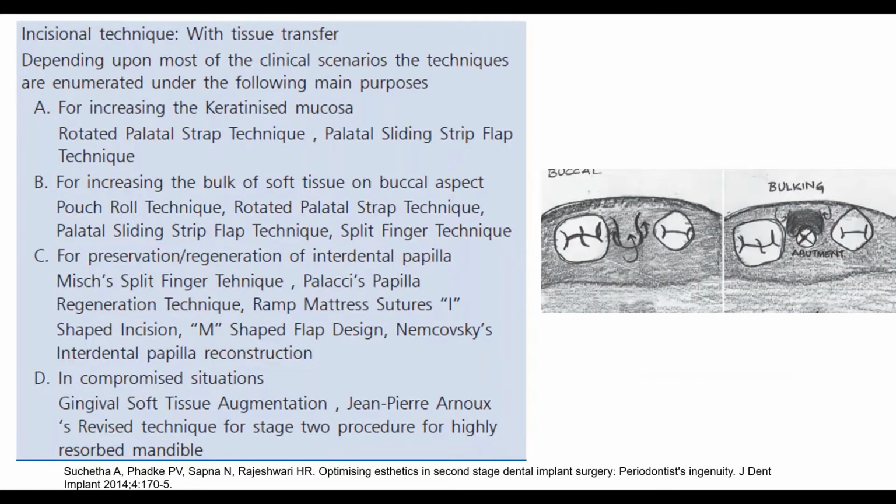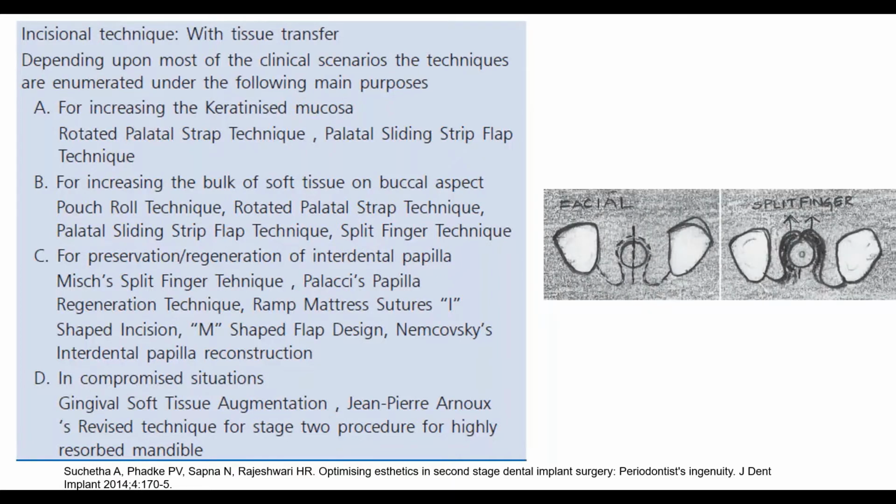The next technique for increasing the bulk of soft tissue on the buccal aspect is the buccal pouch technique. Here we give a U-shaped incision over the implant head, and this semilunar flap is rotated to the buccal side and sutured. This will increase the thickness of the mucosa on the buccal side.